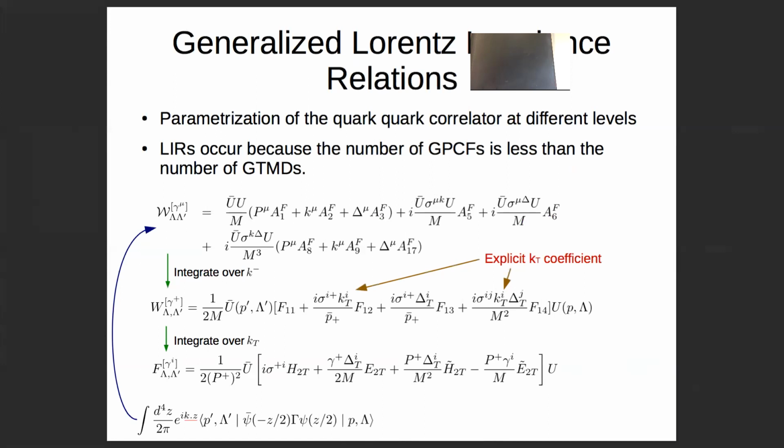So yes, we have these functions, and we can write the GTMDs and the GPDs in terms of these A's. And what's interesting is that there are some GPDs that occur with an explicit KT, which are relevant because, as we saw before, the orbital angular momentum has this KT squared moment. So it's exact, and that happens because you already have a KT sitting there in your parameterization.